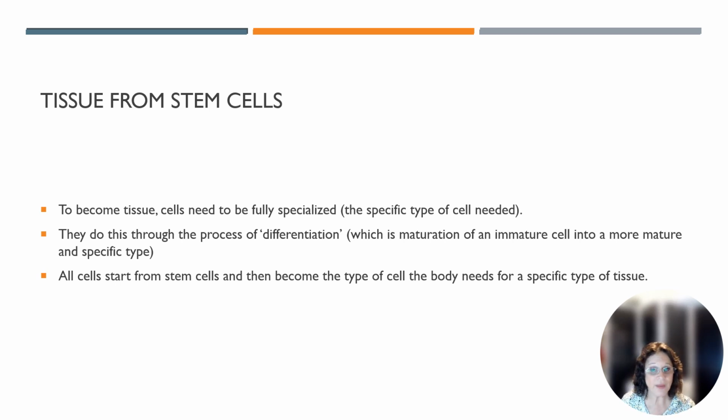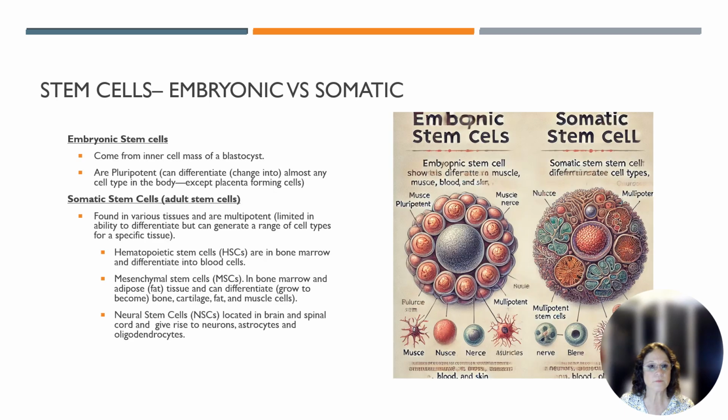We are going to talk about that a lot throughout all of the different discussions that we talk about this semester. So it's important to understand what that means. And it's really going to be important when we get to cancer. So all cells are going to start out from stem cells of one type or another, and then they become the type of cell the body needs for a specific type of tissue or response to a problem.